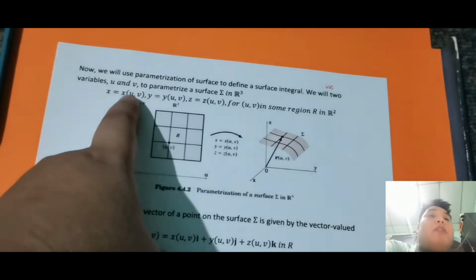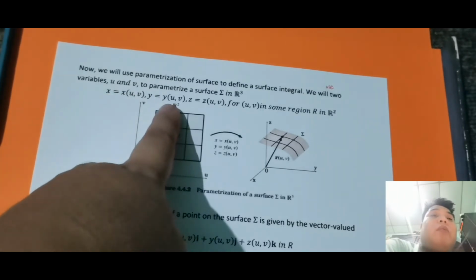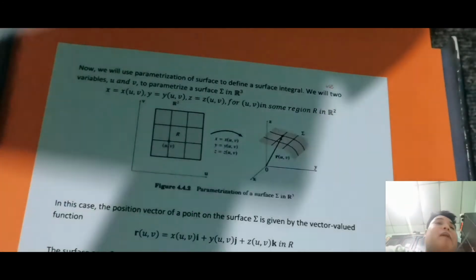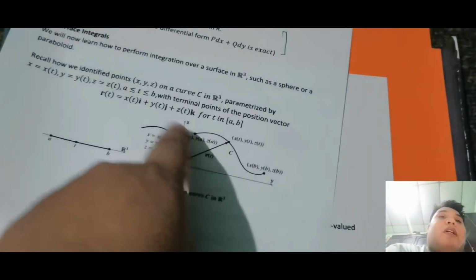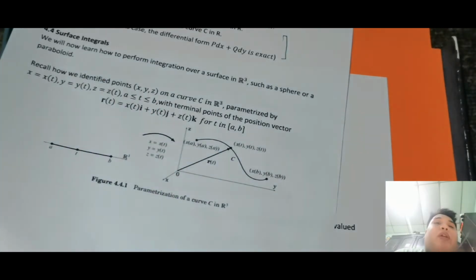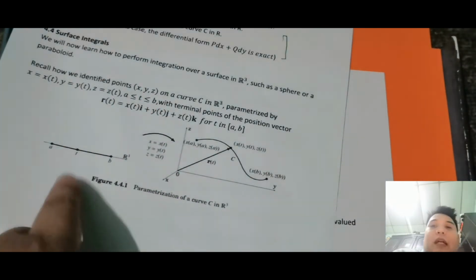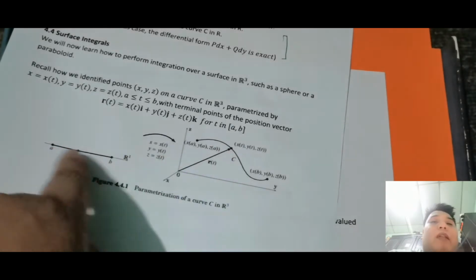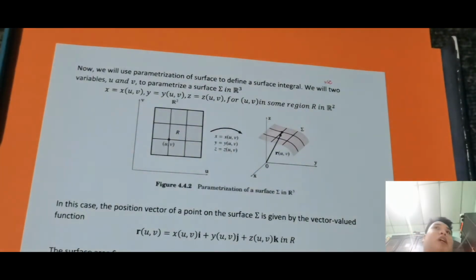Okay, so x is equal to x of u, b, y is equal to y of u, b, z is equal to z of u, b, for u, b in some region in R2. Okay, so ganito na nangyayari. Kanina, nag-parameterize tayo ng isang point gamit ang interval na ito. In R1, na-parameterize natin siya in terms of t. So, isang variable lang siya. Ang goal ng parameterization is from multivariable maging single variable siya. In such a case, mapapadali yung solution natin.